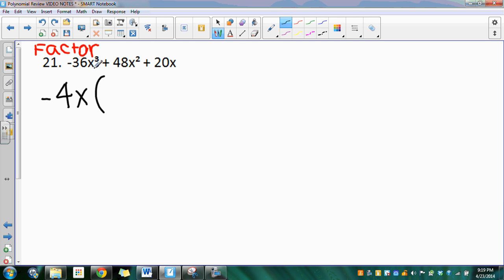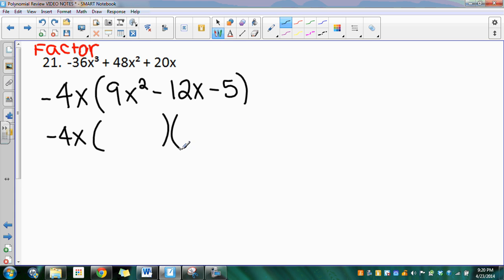So negative 3x cubed, take out the minus 4x, is a leftover 9x squared, positive 9x squared. Our second term here changes to negative 12x. And the last term, 20x divided by negative 4x, is negative 5. Alright? Well, we're not done. The negative 4x stays, but we can factor this one down further.